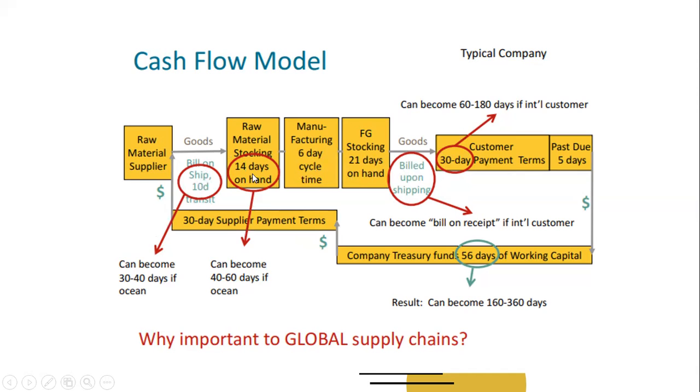Raw material, you were expecting it to reach you in 14 days, it can reach all the way up to 60 days later. And so what seems to be a reasonable amount of time, of let's say 56 days, can actually end up being as much as 160 to 360 days if you are dealing with international trade. And so, especially with shipments, this can lead to serious cash crunches.